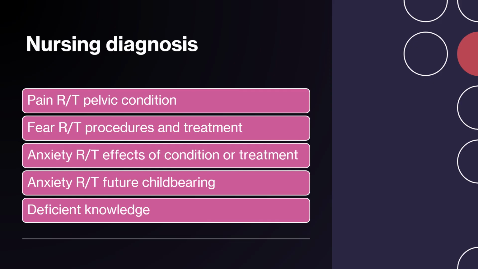Let's see the nursing diagnosis. Pain related to pelvic condition, fear related to procedure and treatment, anxiety related to effects of condition or treatment, anxiety related to future childbearing, and deficient knowledge. Mostly the women will be having anxiety related to future childbearing. So what can be done? What will be the nursing interventions or care plans?